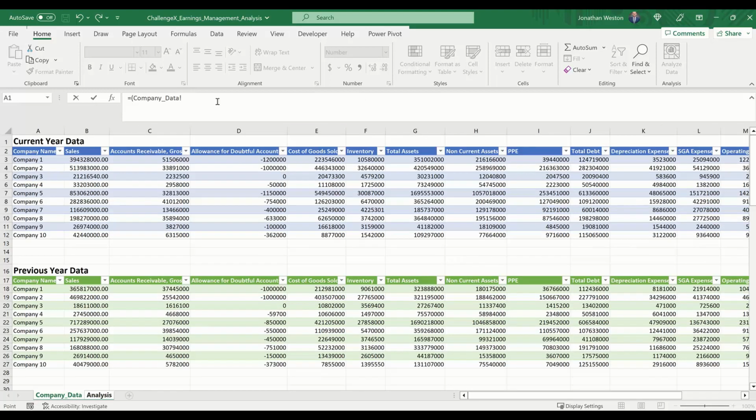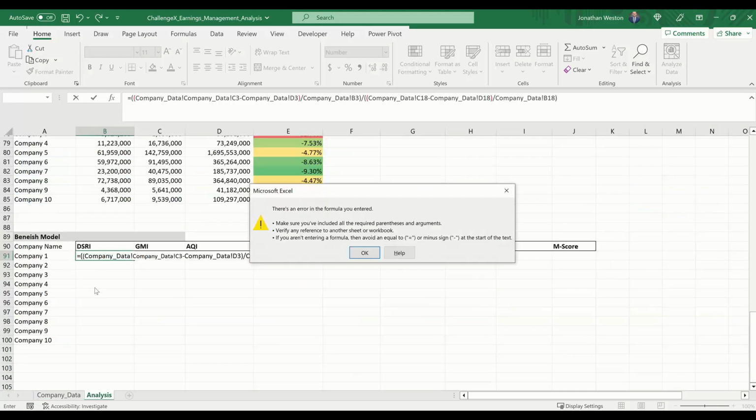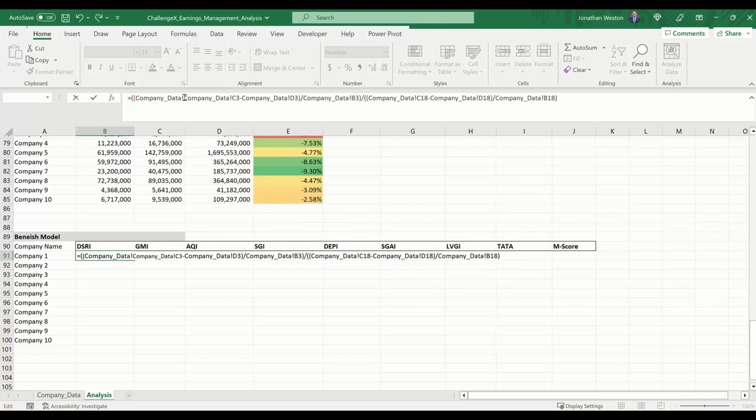So we have net receivable, so we'll have to do the accounts receivable gross minus allowance divided by sales, and then all of that over the previous year's accounts receivable gross minus the allowance divided by sales. Let's see. Oh, reference that twice. There we go.